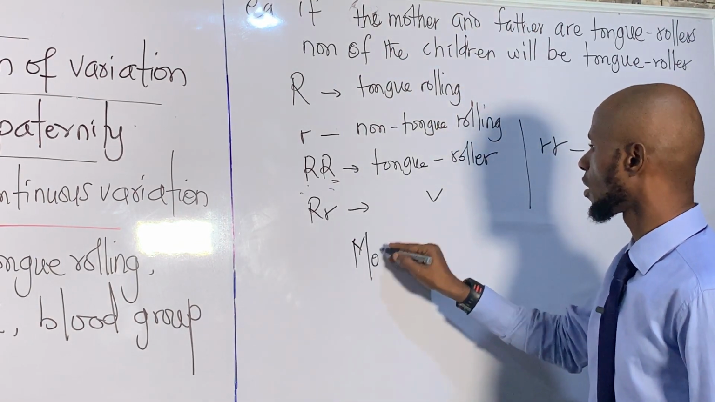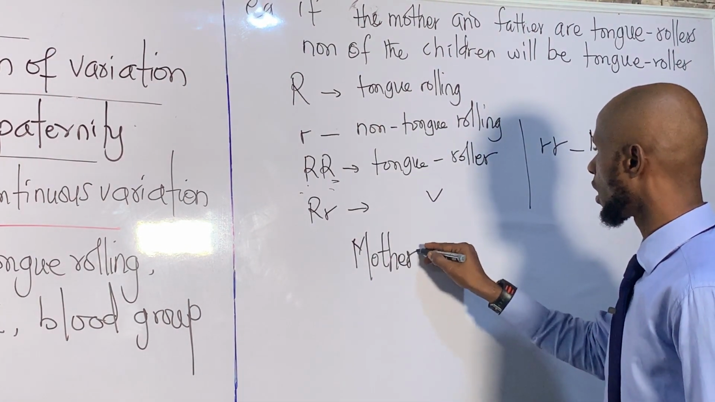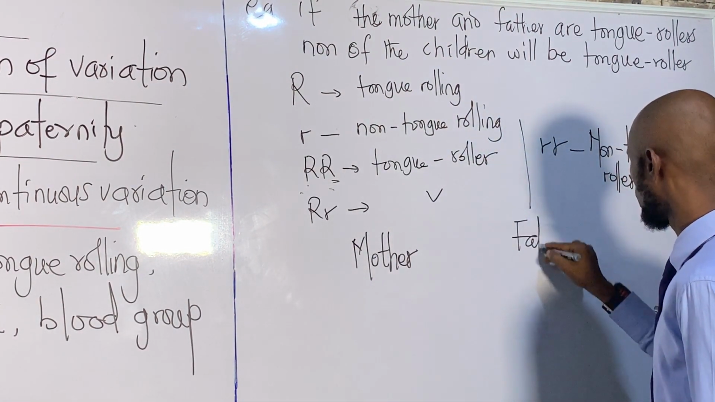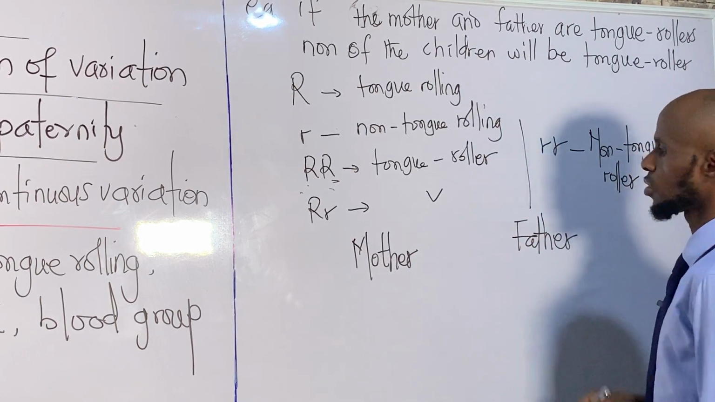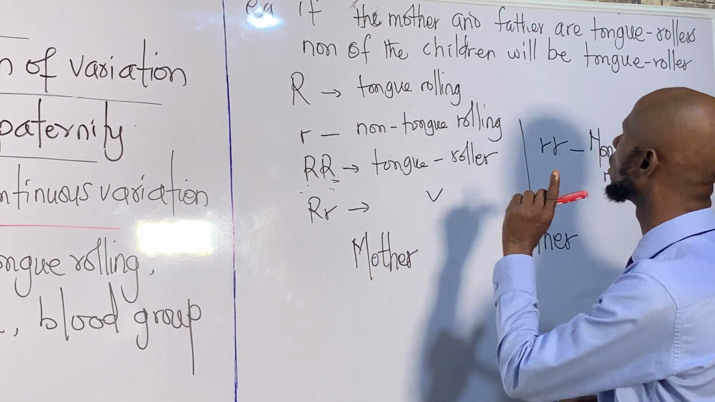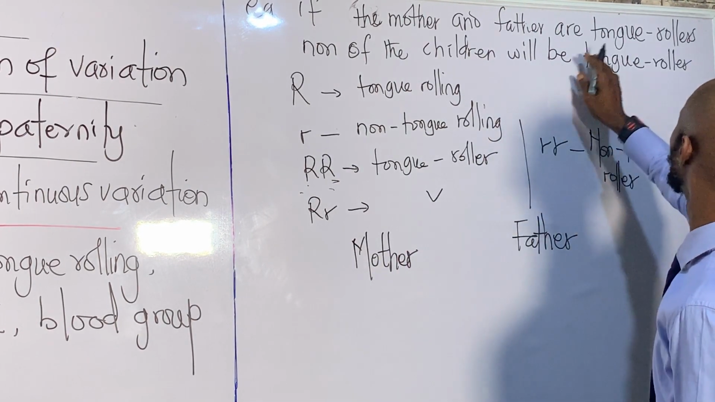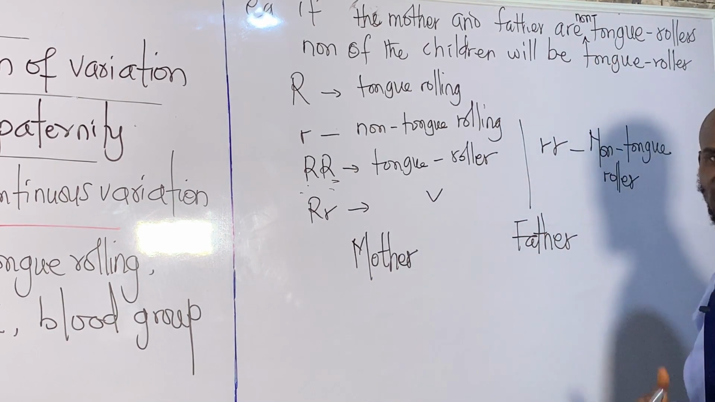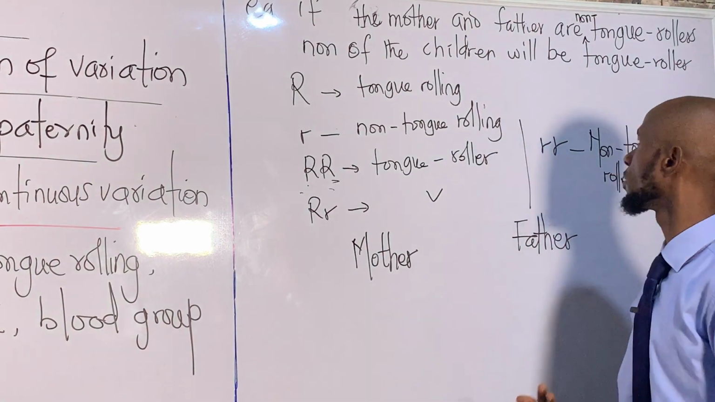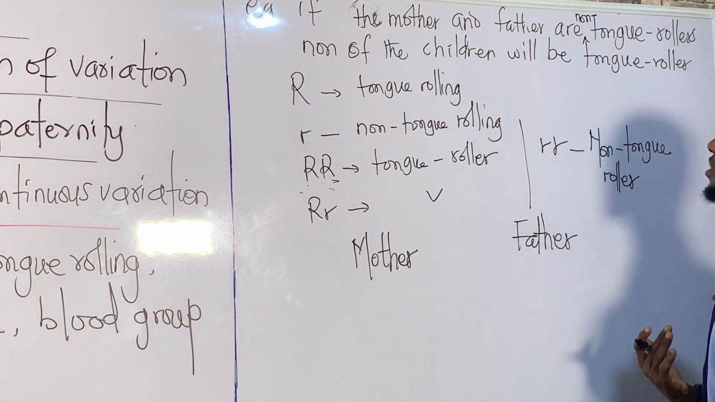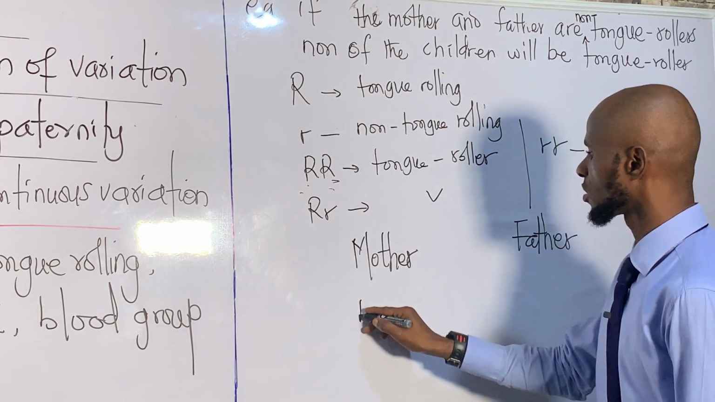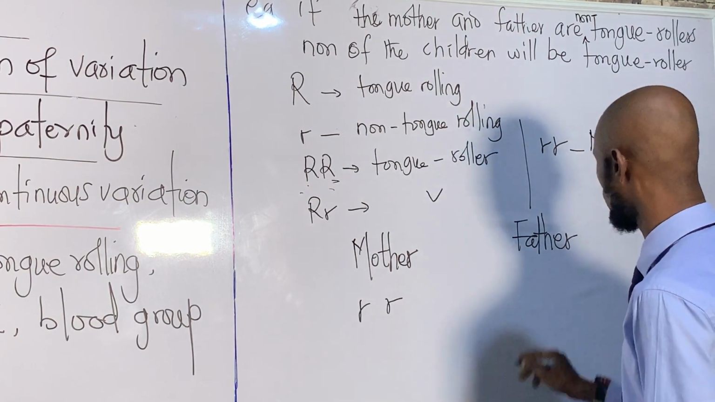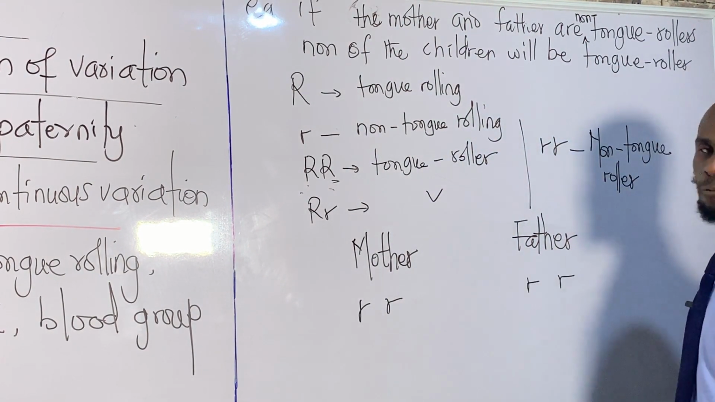So we said both the mother and the father are non-tongue rollers. They cannot roll tongue. So none of the children will be tongue roller. So it's going to be small r and small r.